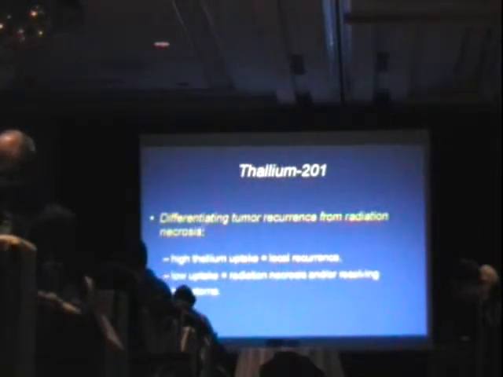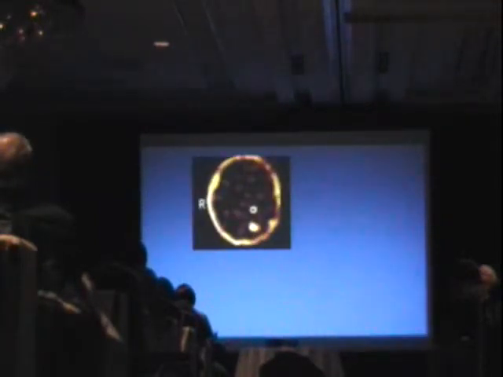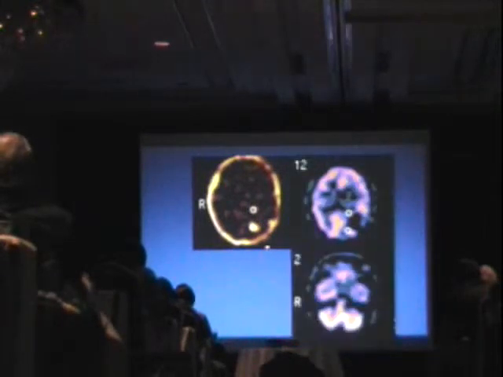Differentiating tumor from radiation necrosis: high thallium uptake means there's recurrence. Low uptake is consistent with radiation necrosis. So here are some lesions. We generally pair these. We do a thallium study, which is the more important of the two studies. With that, usually you'll see a little bit of perfusion in that area, but not always. You can actually have decreased perfusion, or normal perfusion as well.